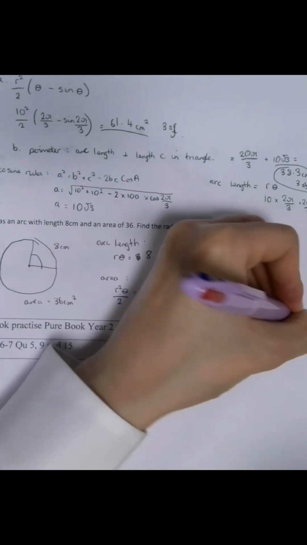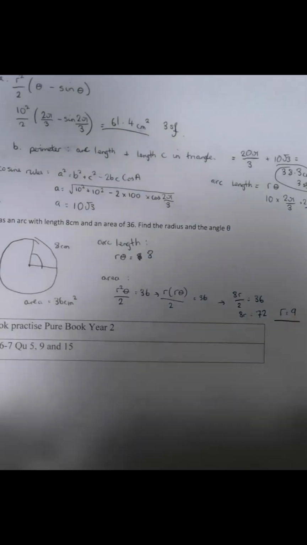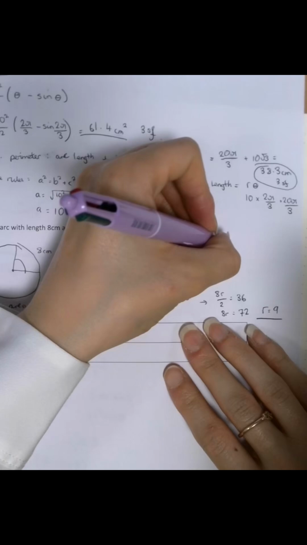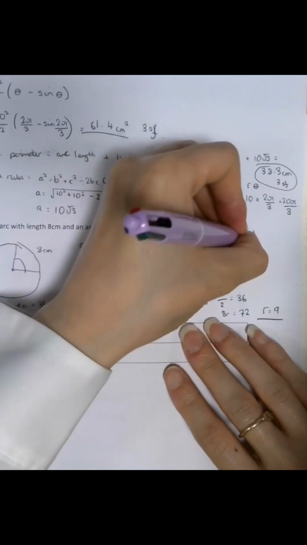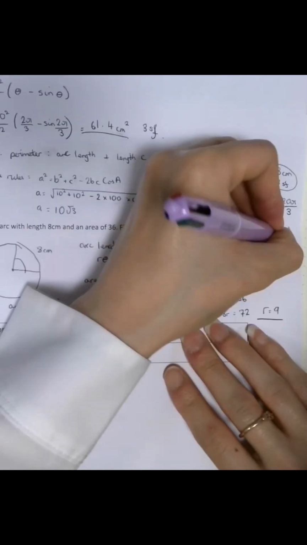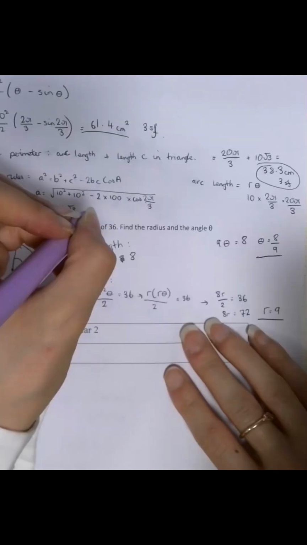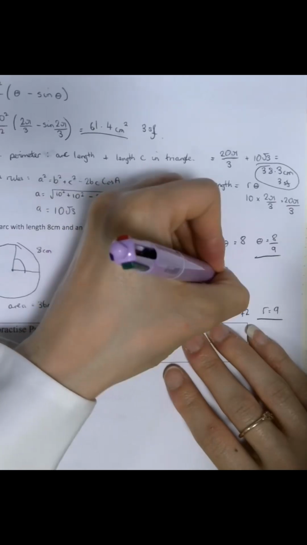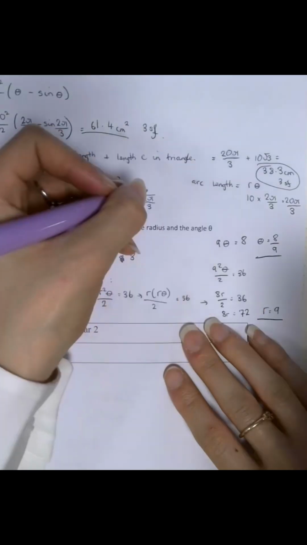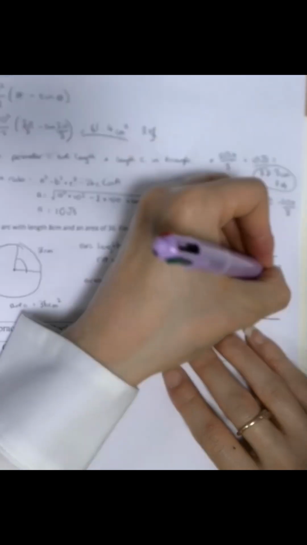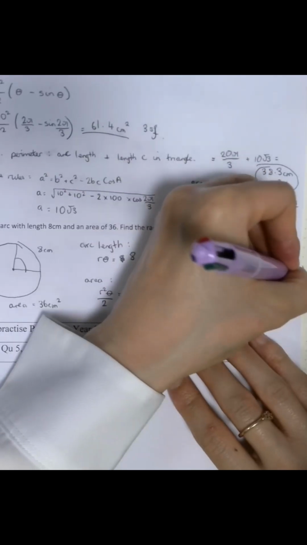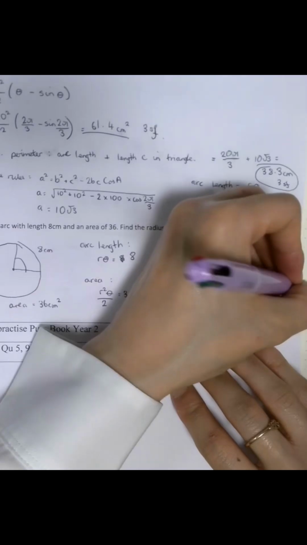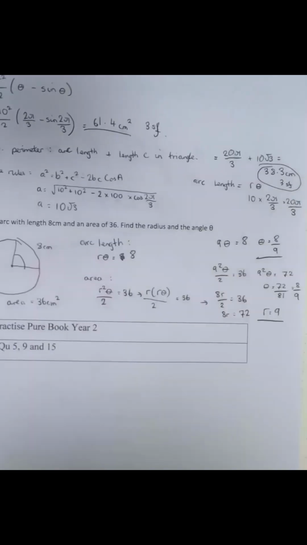We're going to say that r is 9. So I've got a radius of 9. I can substitute that into my arc length, can't I? So 9 theta is equal to 8, therefore theta is 8 over 9. Now let's try that with our area calculation. If we do 9 squared theta over 2 is 36, that gives me 9 squared theta is 72. So theta is 72 over 81, which I believe is the same thing as 8 over 9. So there we go.